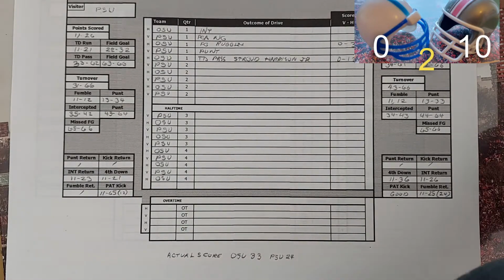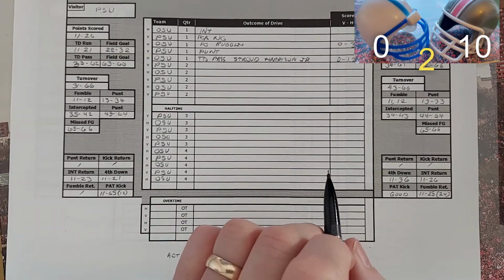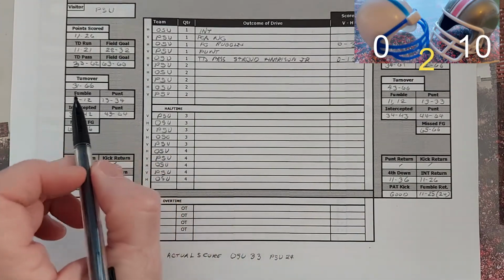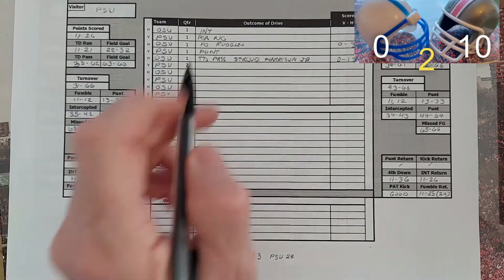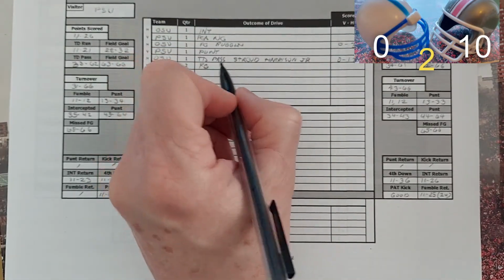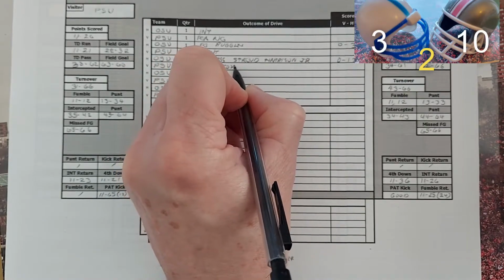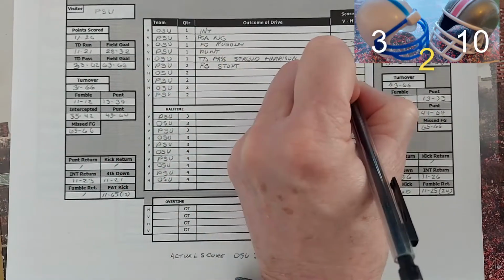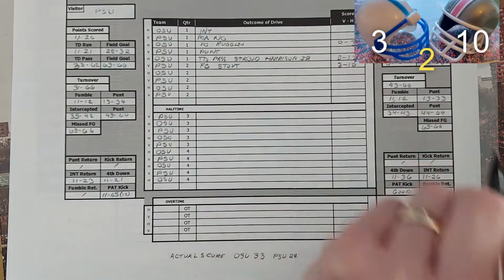Penn State will get the first drive in the second quarter. 22 is a scoring drive, and 32 is a field goal. Field goal by Stout. Gets the Nittany Lions on the board. 10-3 now, Ohio State.